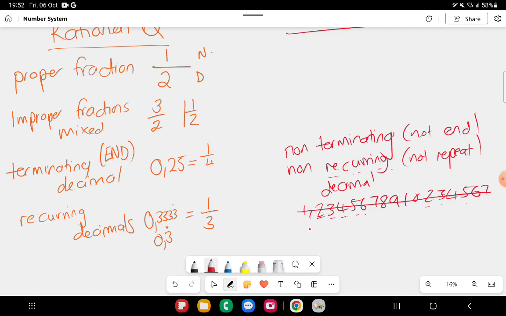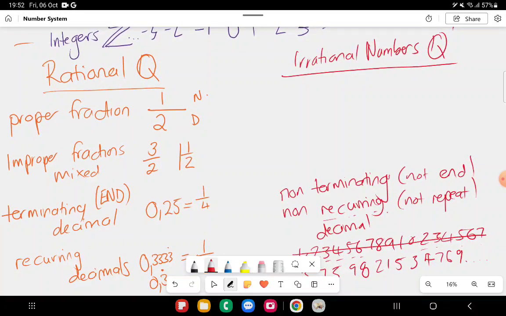But if you had something like 3.7598215347 69, blah, blah, blah. There is no pattern in this decimal. Therefore, it is a non-recurring, non-terminating decimal. It continues forever. So these are irrational numbers. In addition to this, you can have square roots of a number that is not a perfect square.